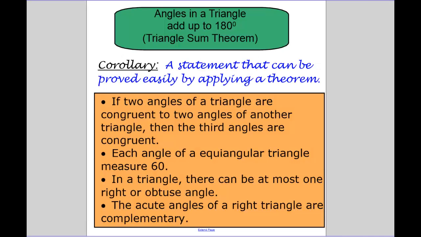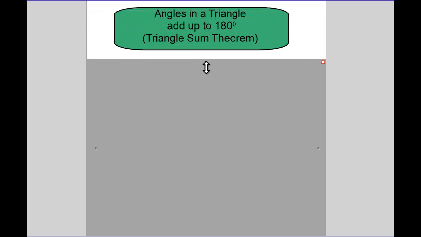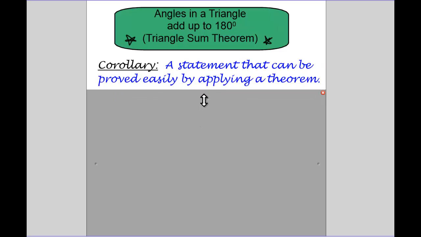Okay, there's a lot on this slide. Let's pull it piece by piece. So first piece. The angles in the triangle add up to 180 degrees. So that's a theorem. And we're going to call that our triangle sum theorem. Now a corollary is a statement that can be easily proved by applying this theorem. It's like a one or two step proof now that I know this theorem.